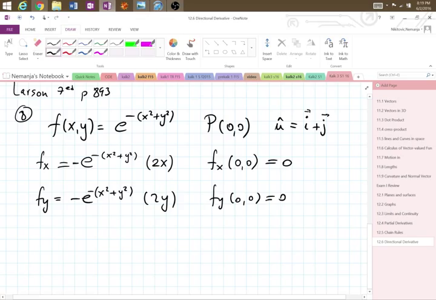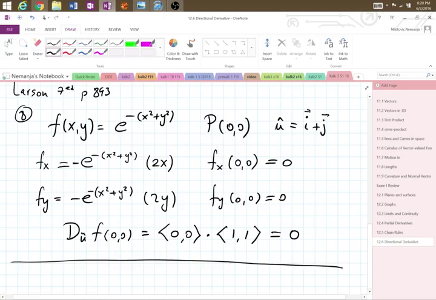So now for our directional derivative of the function at (0,0), we're going to have the vector (0,0) dotted with the vector (1,1), which is 0. All right, cool. It is what it is. So we know how to deal with this.